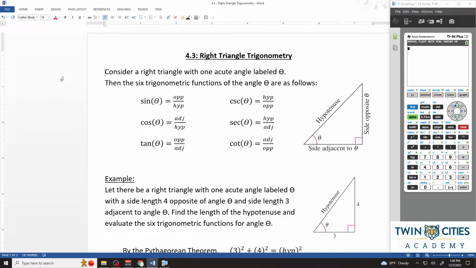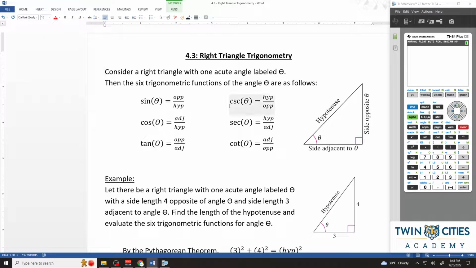Today we're going to do some right triangle trigonometry. You may recall from geometry, SOHCAHTOA. That was an abbreviation to help you remember that the sine of some angle is equal to the opposite side length of that angle over the hypotenuse. The cosine is the adjacent over the hypotenuse, and tangent is the opposite over adjacent.